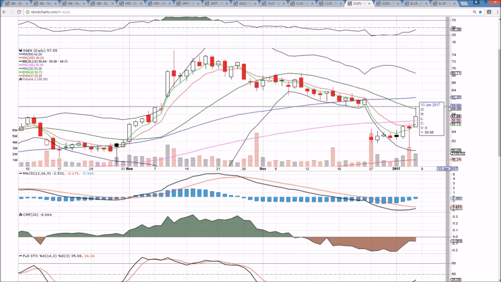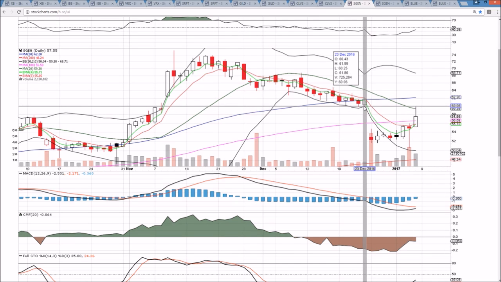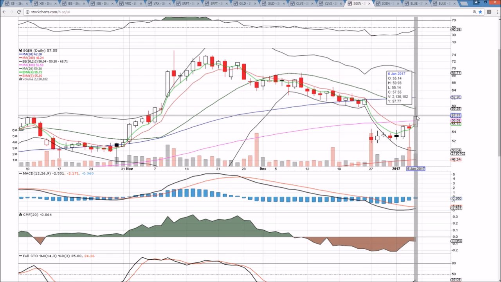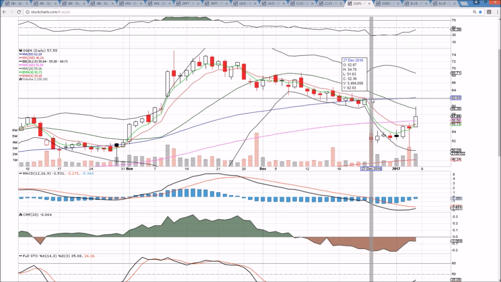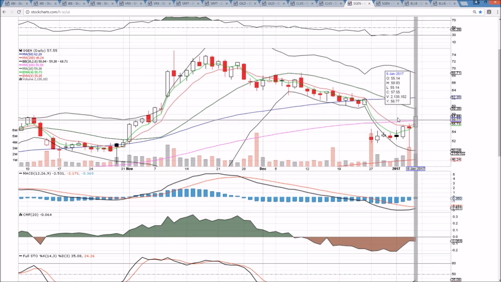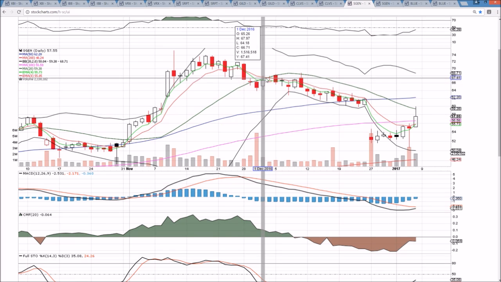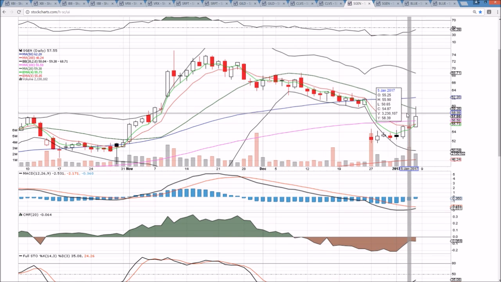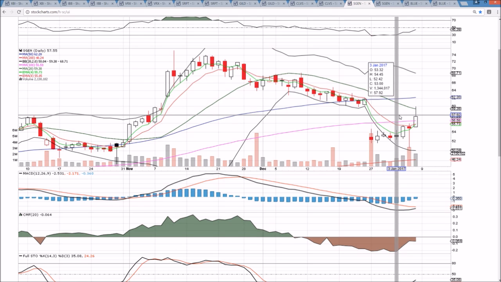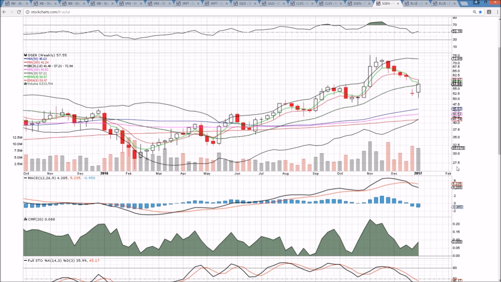SGEN. Keeping an eye out here, we did fill the gap, or we came close to filling it, 60.25. We got up to 59.93, so it has not filled yet, but we rejected from the middle Bollinger Band resistance, and look at all these rejections, 1, 2, 3, 4, now 5. So we know that daily middle Bollinger Band needs to become support, but I like the weekly chart.